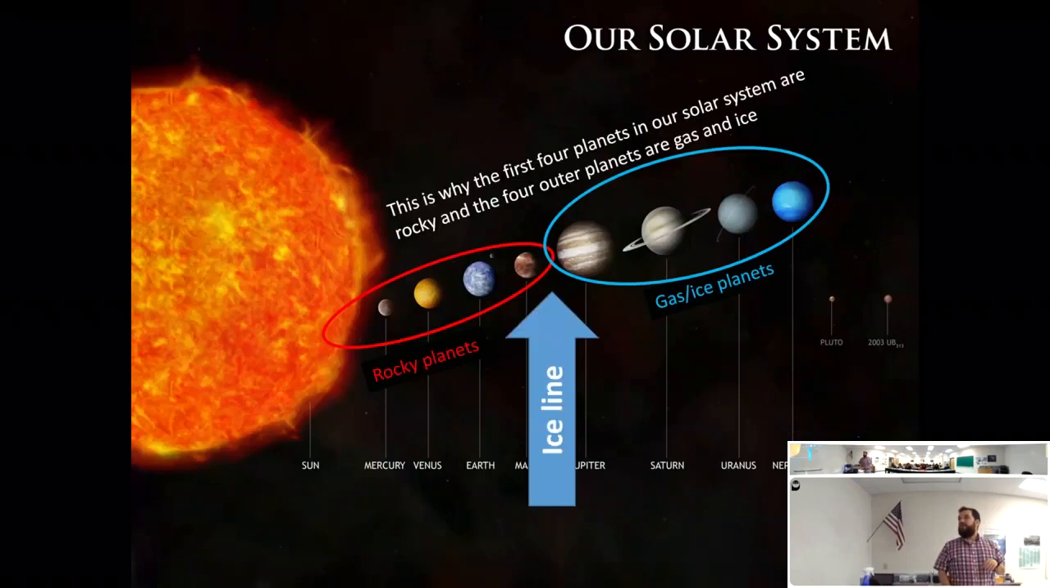So there's the ice line. Okay, there you go. See, you've got the rocky planets, then there's the ice line, and then you have the gaseous, icy, and gas planets. So all that makes sense. You got number 17, 18.